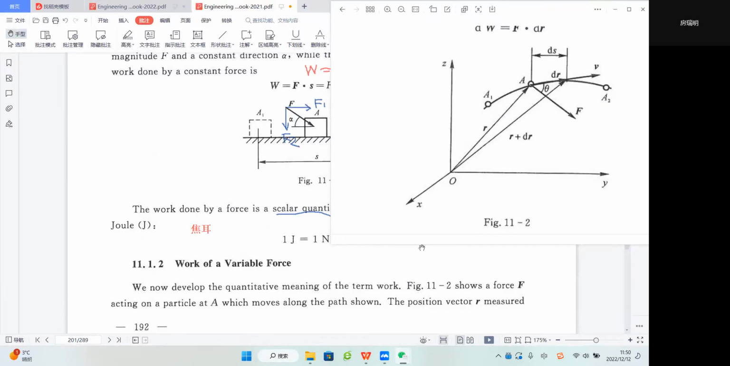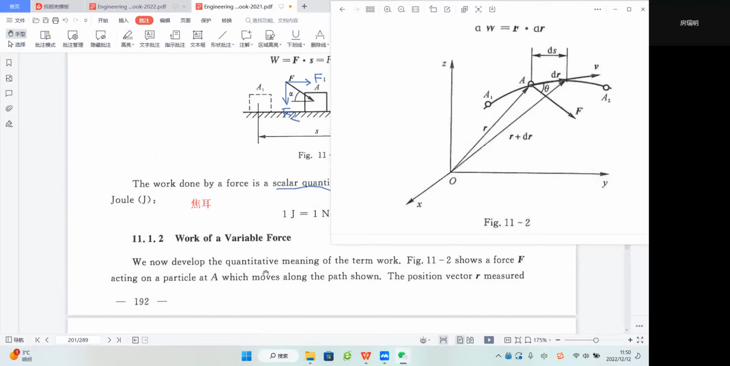So the magnitude and direction of F may change. We have to find an appropriate method to find the work of a variable force. So let's see together.